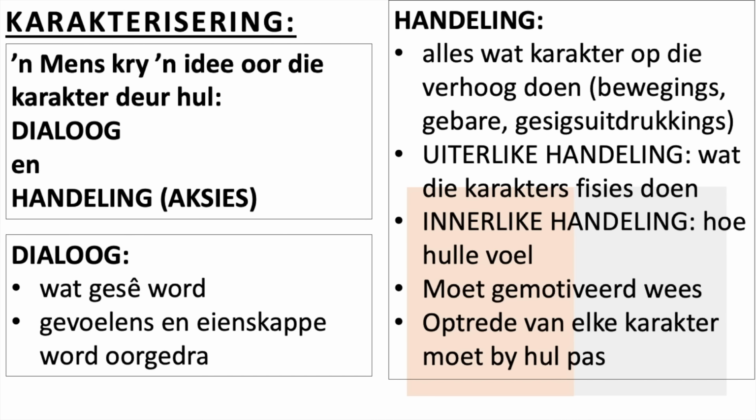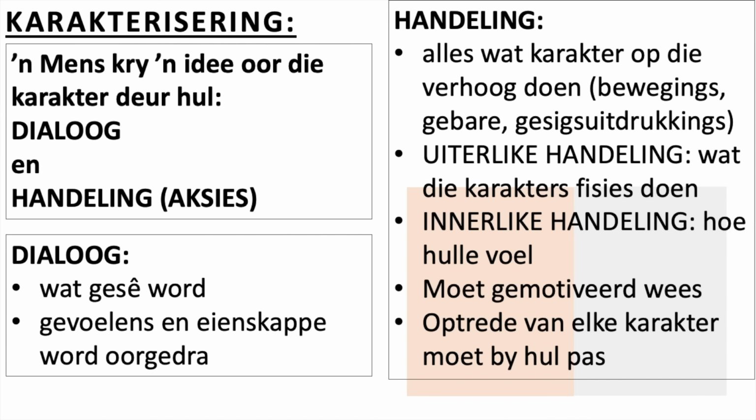And this is what we can sometimes obviously see. The uiterlike handeling you will only be able to see through movement on the stage. And innerlike handeling you will probably be able to see through their facial expression. So moet gemotiveerd wees, so each action should be motivated. You can't just randomly walk around on a stage if it doesn't actually match the scene. And then optrede van elke karakter moet by hulle pas. It's important that how each character behaves really suits their character.